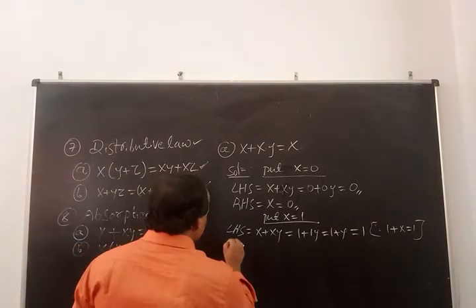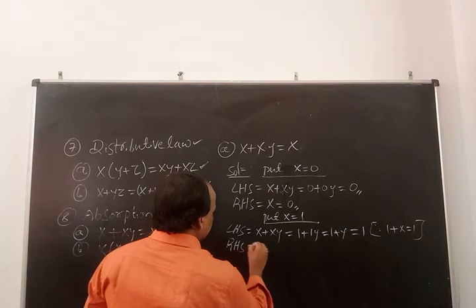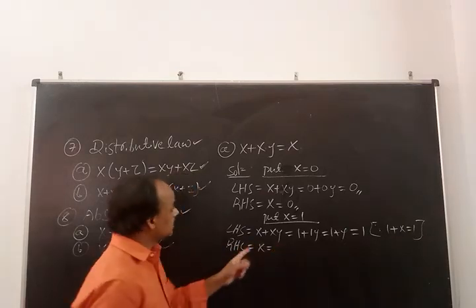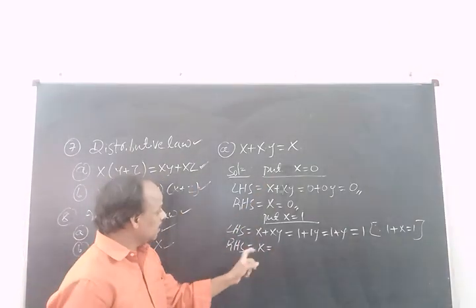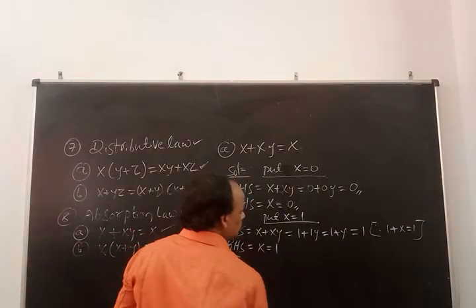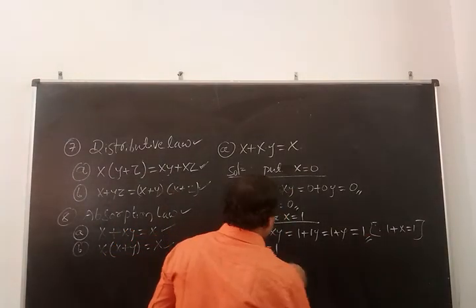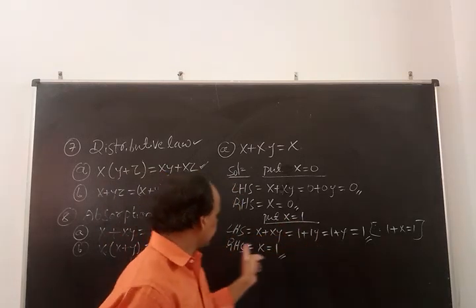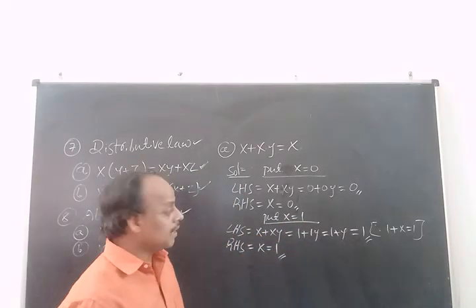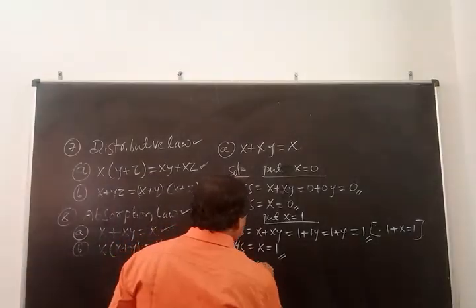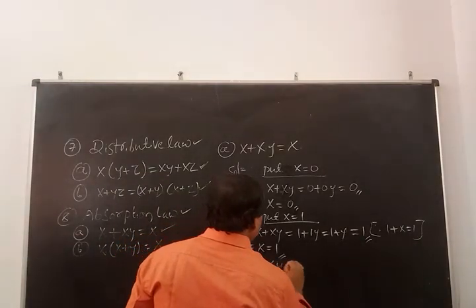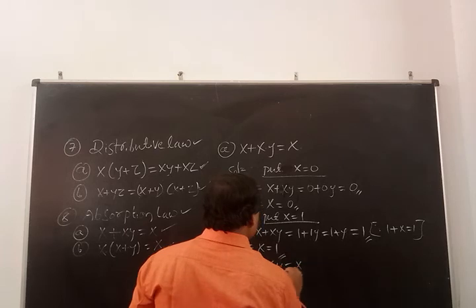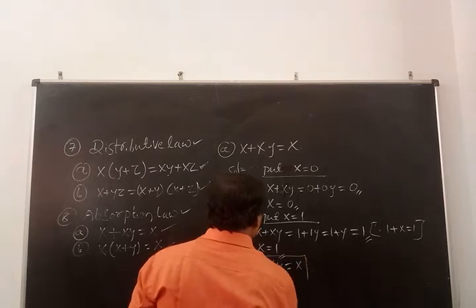Now consider RHS is equal to x. RHS is x is equal to x. Now x value is 1. So here when x is equal to 1, LHS is also 1, RHS is also 1. That's why we can say that x plus x into y is equal to x is proved.